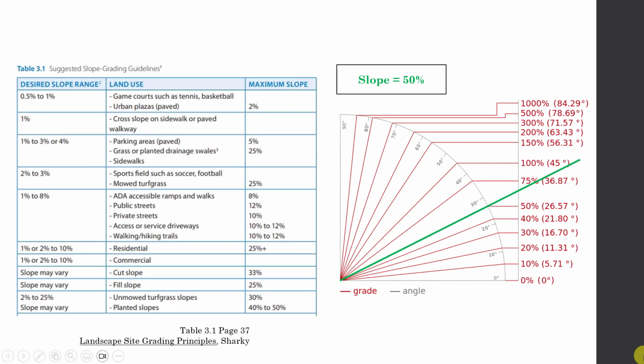Let's visualize that 50% slope that we just calculated and take a look at this. It's almost like a protractor, this graph right here. And you can see that a 50% slope is right here. It goes over 2 and up 1. Right? And if you go back to, in your textbook, table 3.1, our suggested slopes and grading guidelines, you can see that 50% is really, really steep. You really can't do anything but a planted slope at that angle.